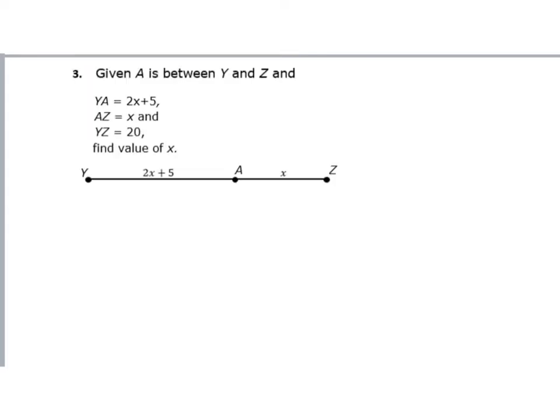Number 3, given A is between Y and Z, and YA is 2x plus 5, AZ is x, and YZ is 20, find the value of x. When I look at the information, the first thing I see is YA is 2x plus 5. And AZ is x, it's already labeled for me on my picture. And YZ is 20. Y to Z is not labeled in my picture, but I can write that.